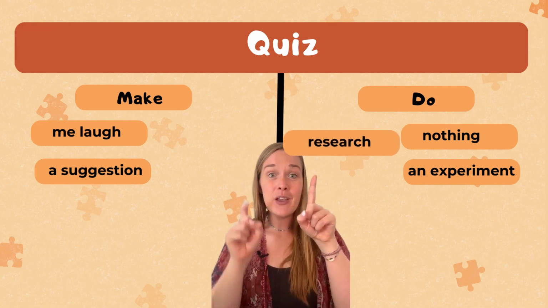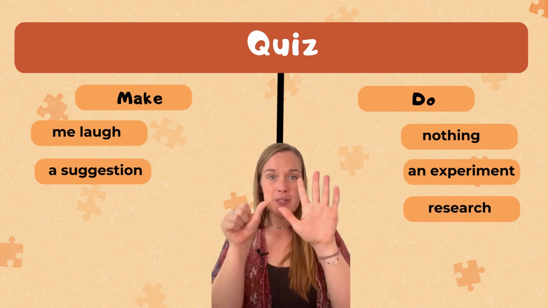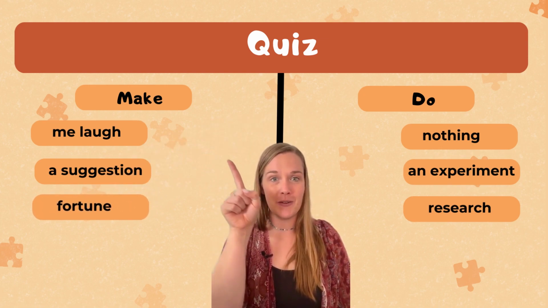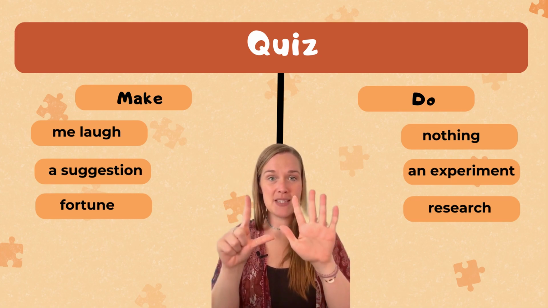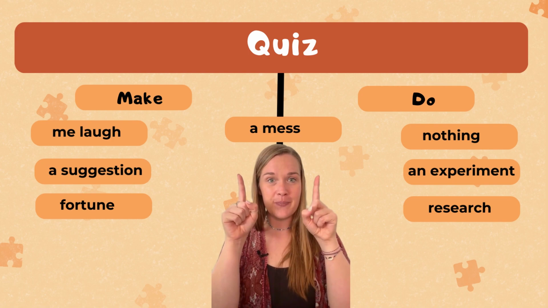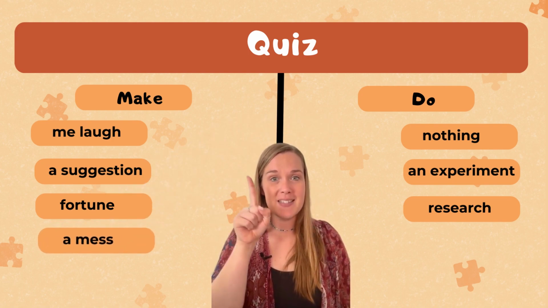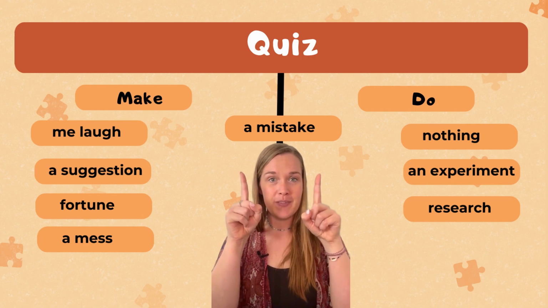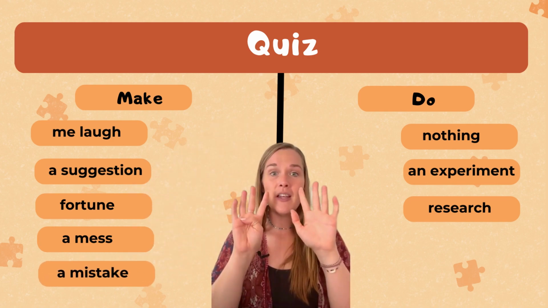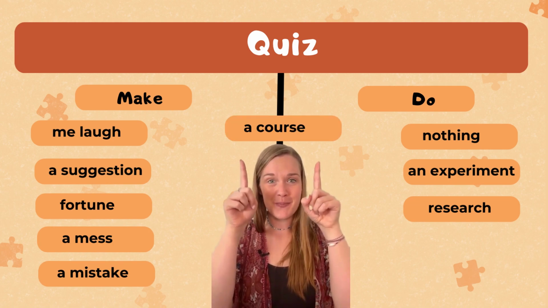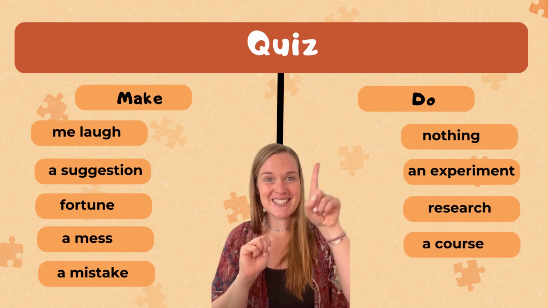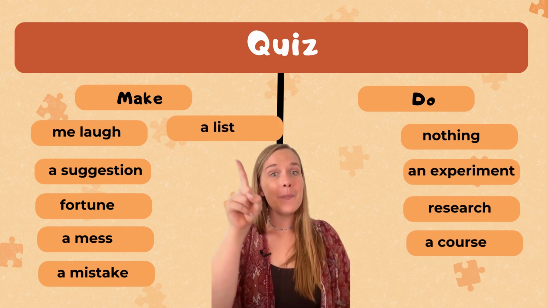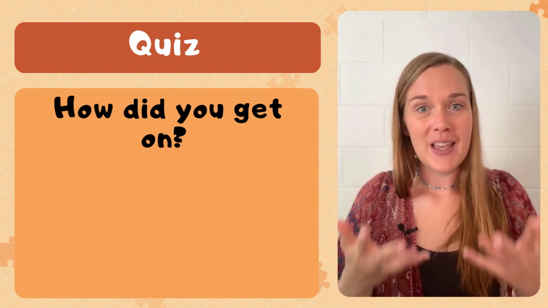Number 5. Research. Do research. Number 6. Fortune. Make a fortune, meaning make a lot of money. Number 7. A mess. Make a mess. Number 8. A mistake. Make a mistake. Number 9. A course. Do a course. And the last one, number 10, a list. Make a list.